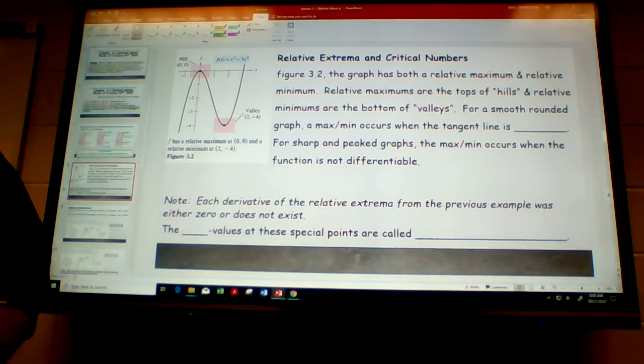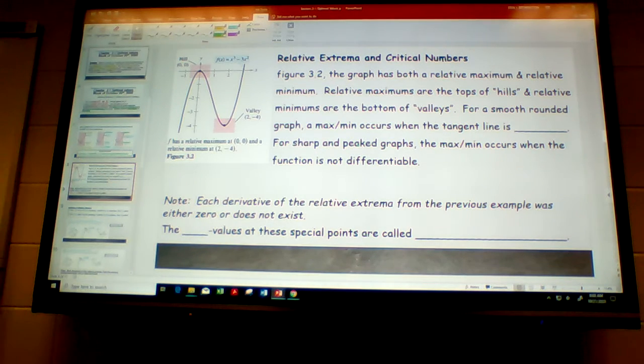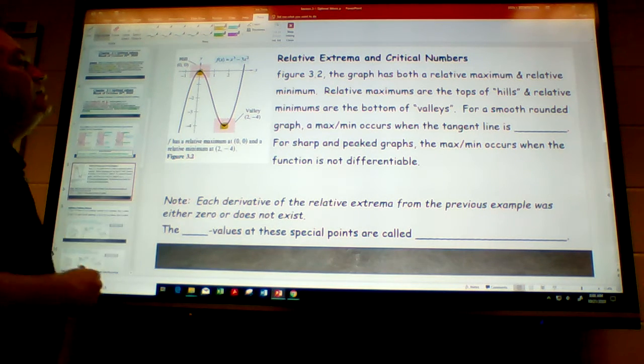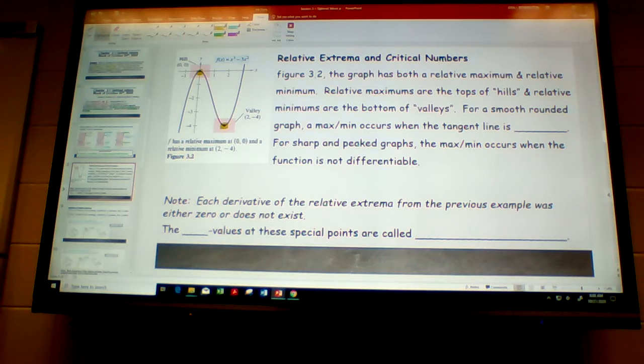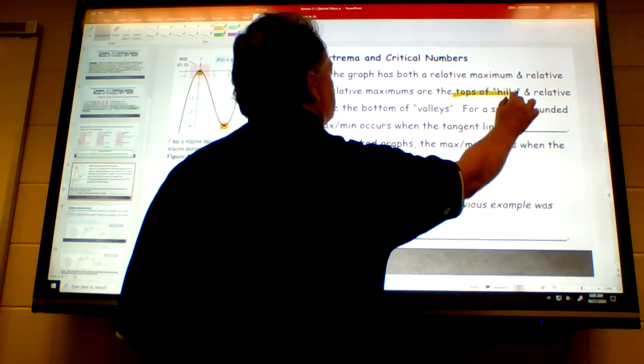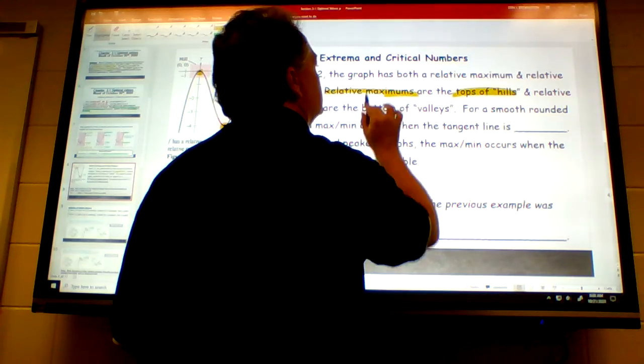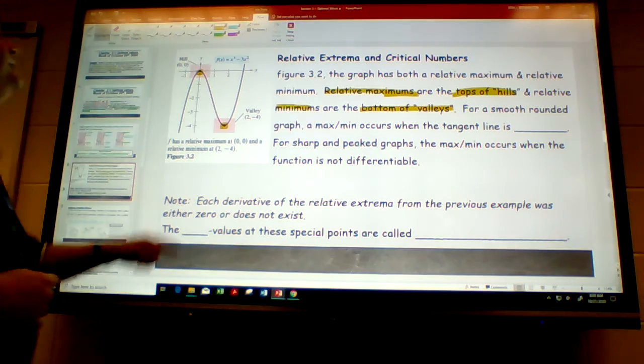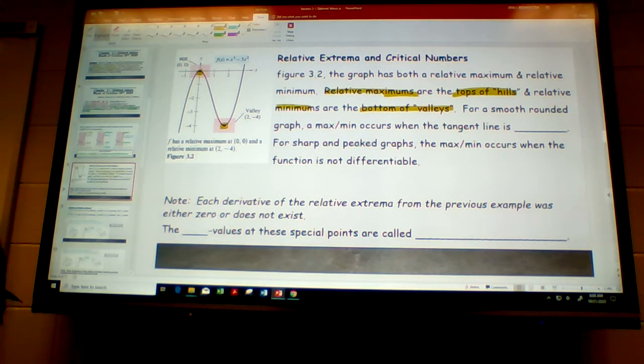Now, relative extrema and critical numbers. In the figure, the graph has both a relative maximum and a relative minimum, as you can see. They're right here. This is a relative maximum, and this is our relative minimum. The relative maximums are the tops of the hills, and the relative minimums are at the bottoms of the valleys. So we've got the hill here, and we've got the valley there.